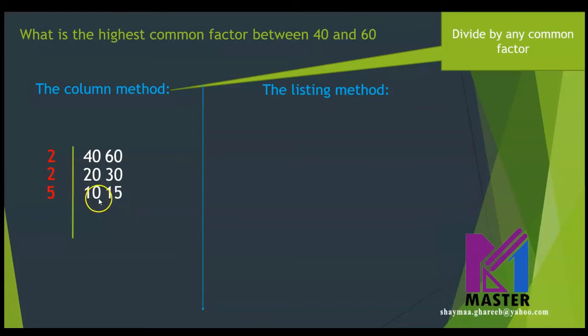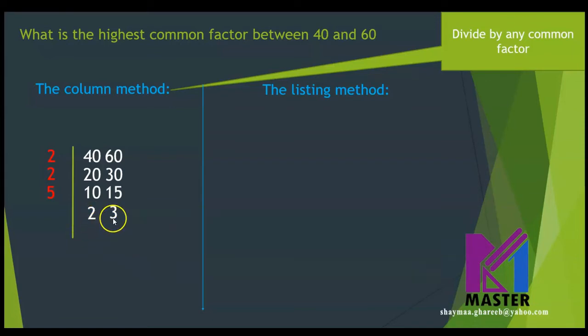For example, I cannot divide the 10 by 2 and leave the 15. No, I have to divide both numbers by the same factor. So 10 divided by 5 equals 2, and 15 divided by 5 is 3. Is this clear now? I will repeat the same step.